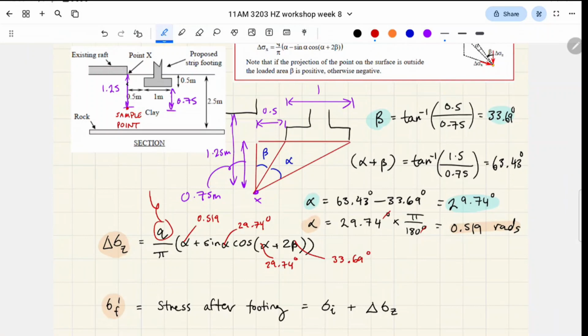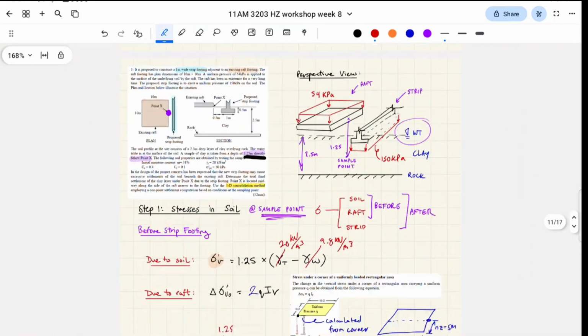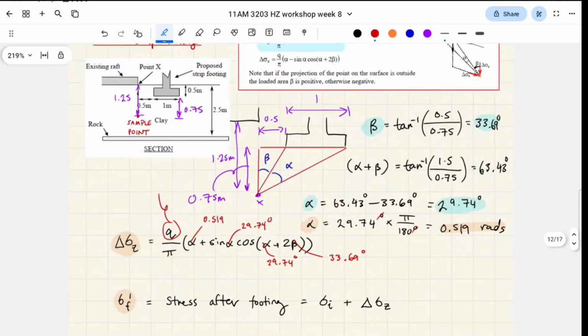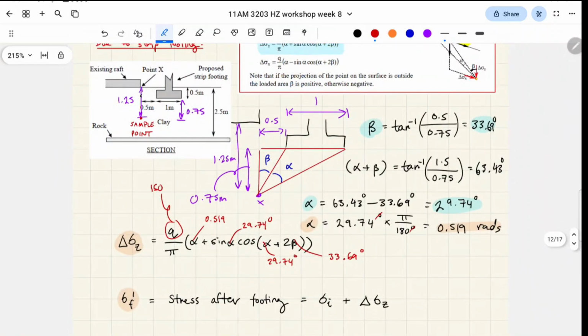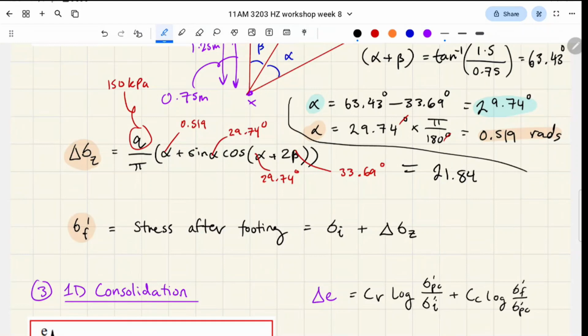So the strip footing has 150 kPa of loading on it. This is just straight up given in the question, so that's fine. That gives us 21.84 kPa. So that is the loading, the vertical loading from the strip footing.